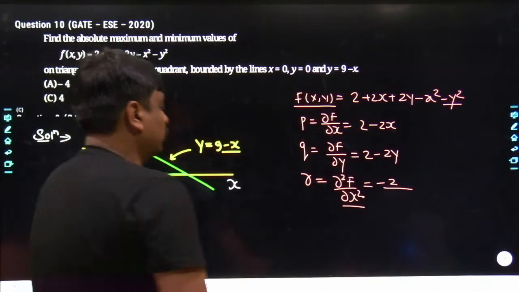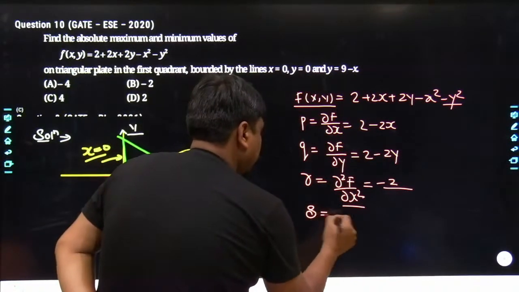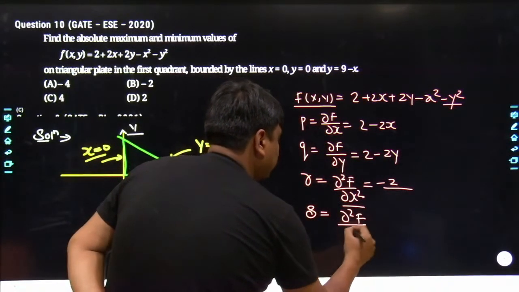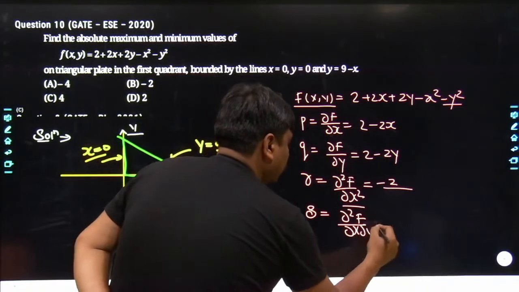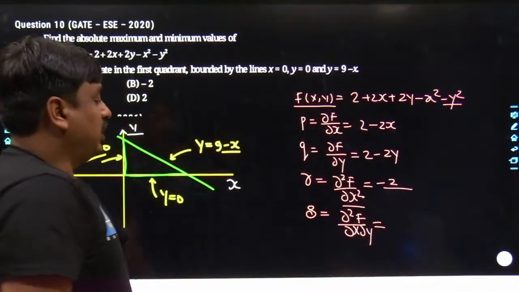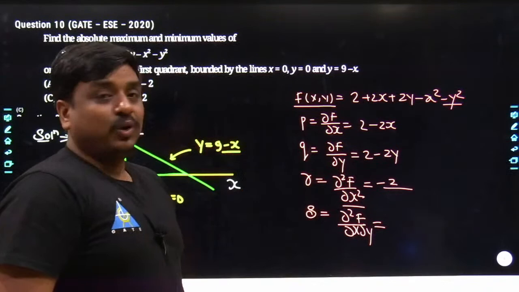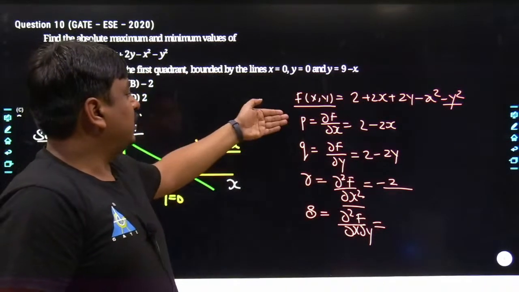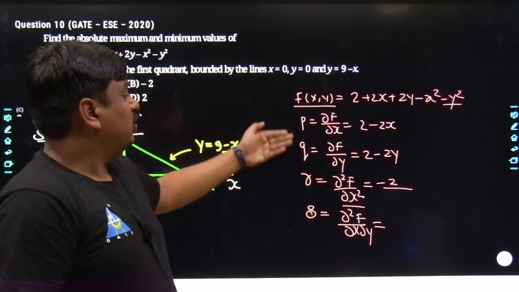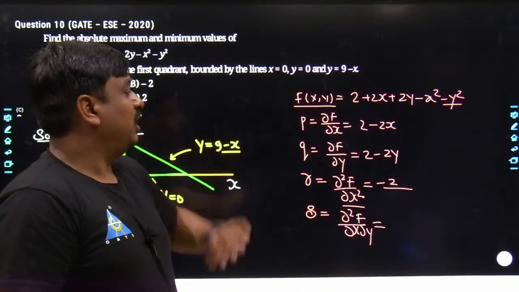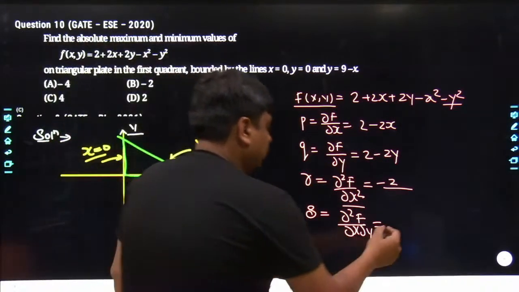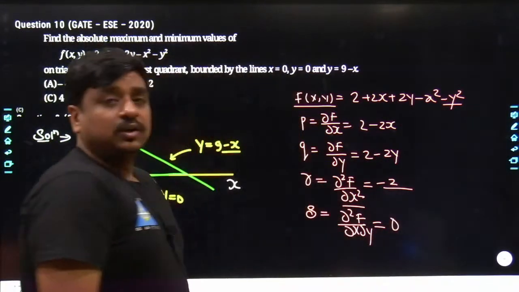Here goes s. Many of the times I have seen students have doubt over this point, but no. Here partial square f divided by partial x partial y comes. So either you can take the reference of p and differentiate with y, or you can take the reference of q and differentiate with x. Either way, the result we get is simply going to be 0.